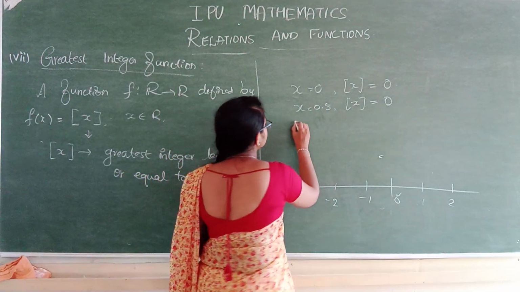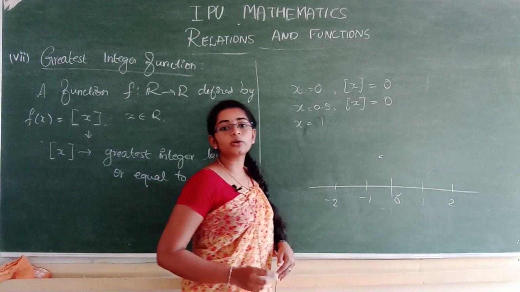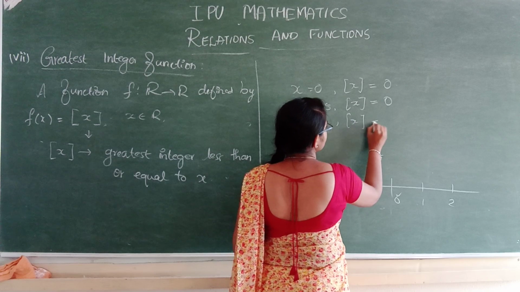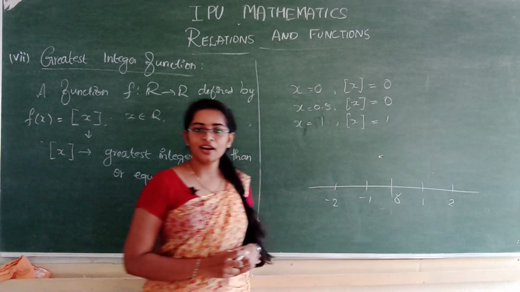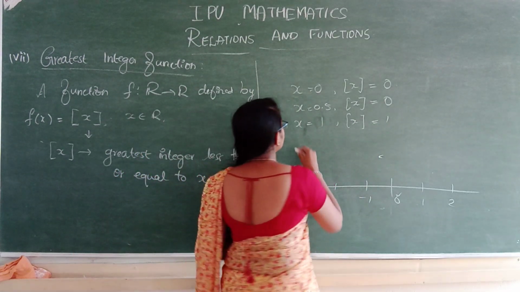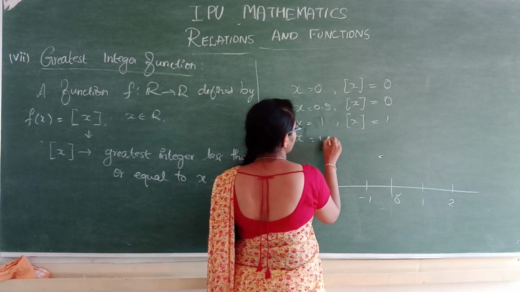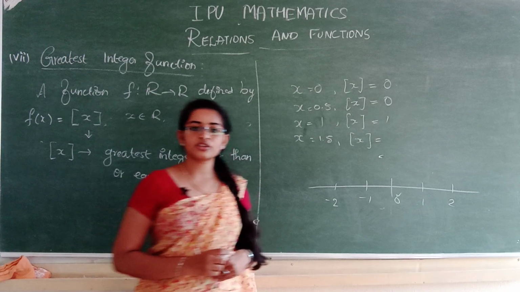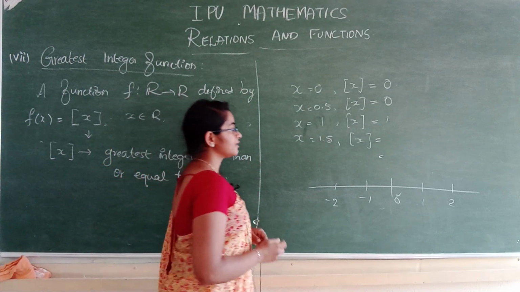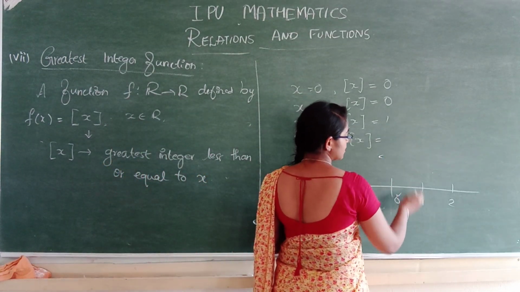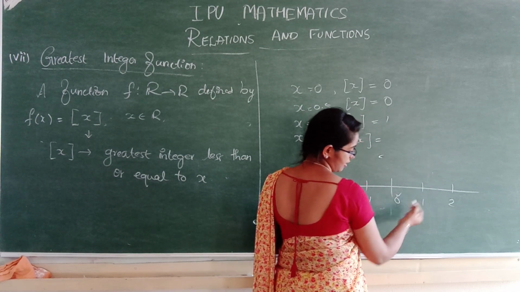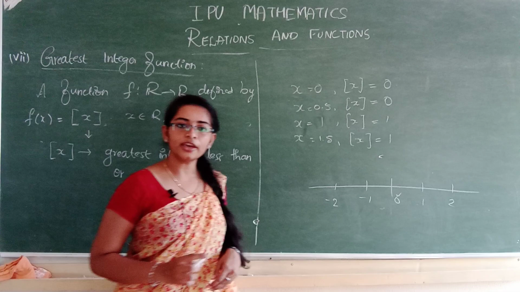Now tell me, if my x is equal to 1, what is the greatest integer function? Greatest integer x is equal to 1 itself. Then if my x is equal to 1.5, what is my greatest integer x? The greatest integer less than 1.5 is 1.